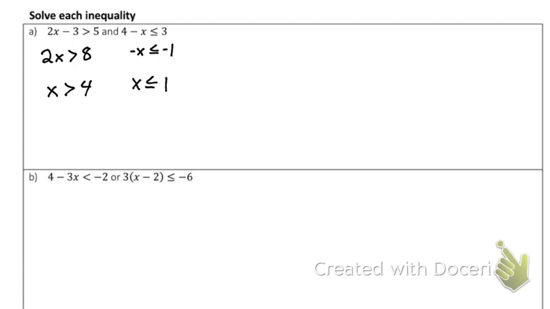I multiplied by a negative 1 on both sides, and I got x is less than or equal to, Patrick. You have to flip the sign. Thank you. I have to flip the sign. I need to flip that sign because I'm multiplying by a negative. In fact, maybe I'll put on there that I was multiplying by a negative 1. That's why I flipped it.